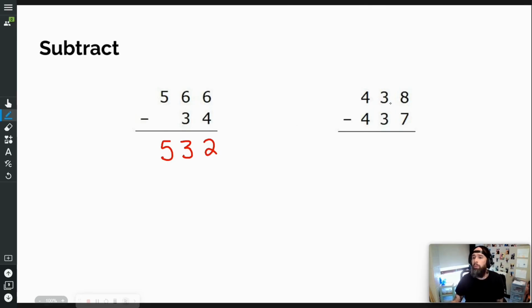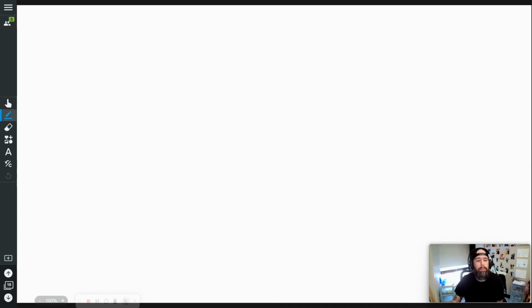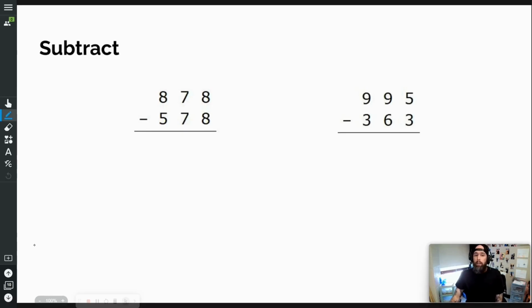How about 438 minus 437? Let's see what happens. 8 minus 7 is 1. Okay. 3 minus 3 is nothing. And 4 minus 4 is nothing. So 0, 0, 1 is just sloppy looking. Just write out 1, and 1 will be your final answer for that one. We'll put it in a nice little box all on its own.